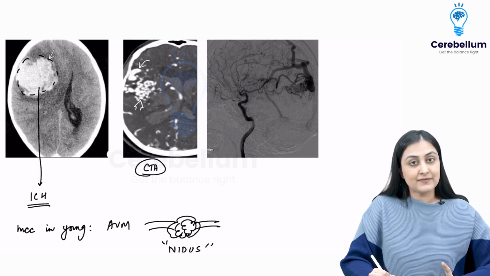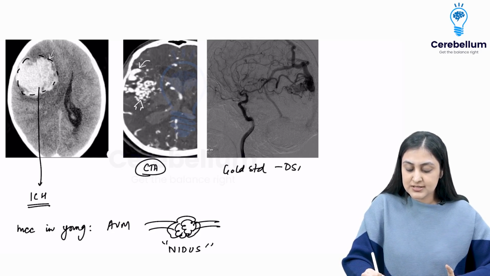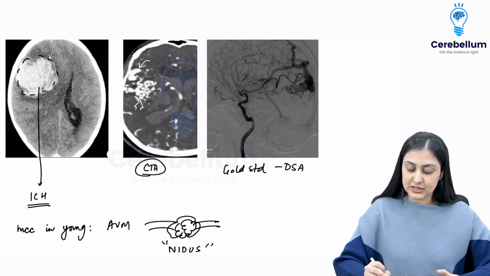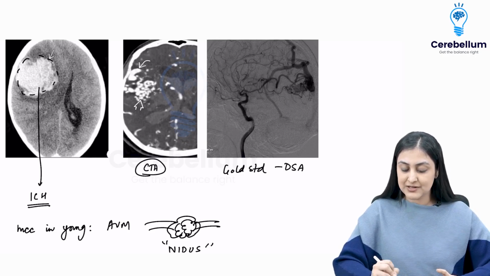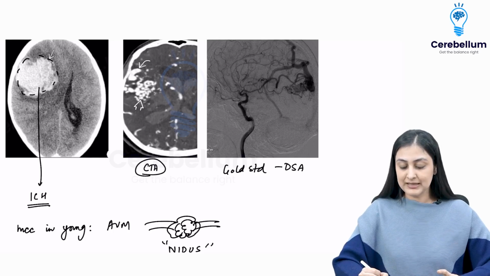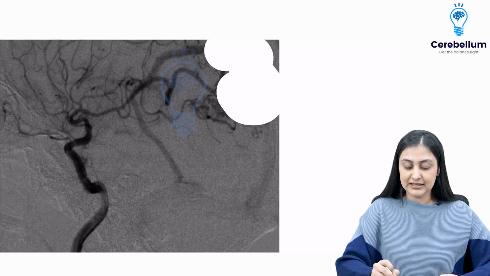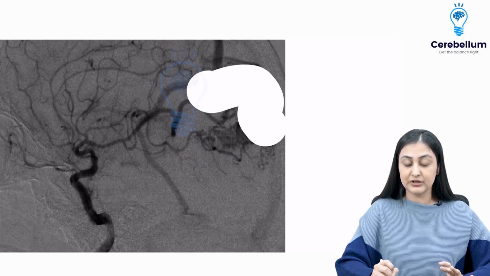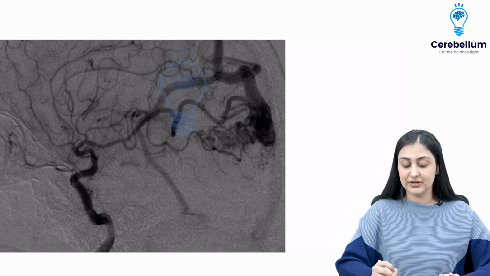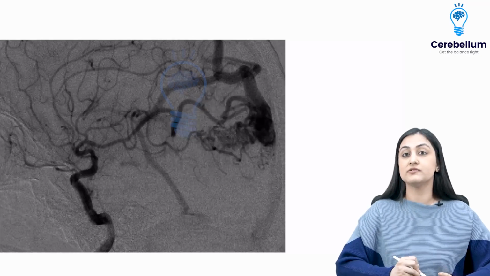Just like we saw with SAH, here as well the gold standard is digital subtraction angiography. On a DSA, when you put contrast inside the vessel, you can see the ICA, the ACA, and the MCA. In the MCA, there is a cluster of vessels draining into the veins. You can see early filling of the veins, denoting that in the same arterial run you have the veins. It means there is abnormal communication, and that cluster is the nidus.